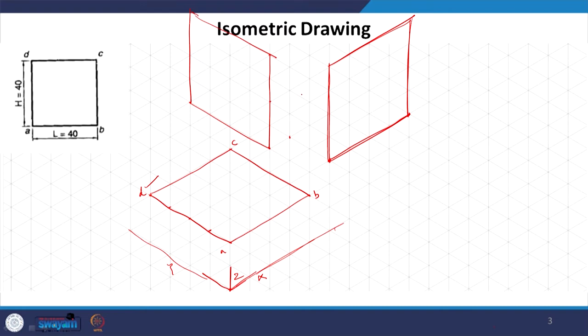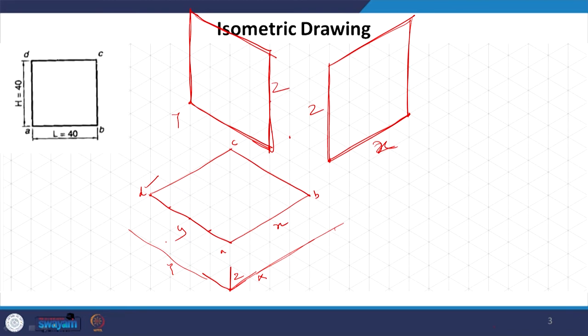Again, the same plane, a square plane, but the condition here is that it is parallel to yz. Parallel to z implies that we will have vertical edges, and we will have another two edges which are parallel to y. Here it was x and z, here it is y and z, here it is x and y.